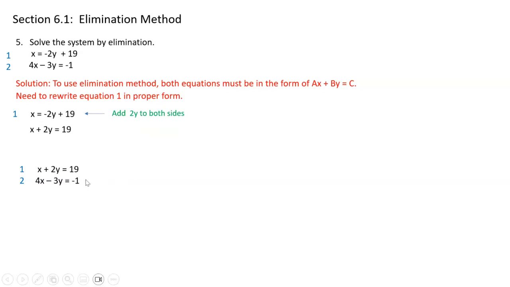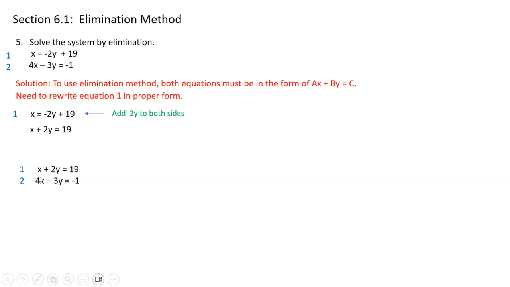So now here is where you got to eliminate either the x's or the y's. Again, it's up to the student how they want to do it, because every student thinks differently. So it's up to the student whether they want to eliminate the x's or eliminate the y's. Here, guys, if you notice, the x in equation 1 has a coefficient of 1, so the x is already isolated.